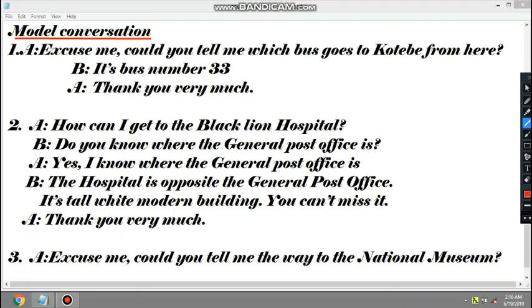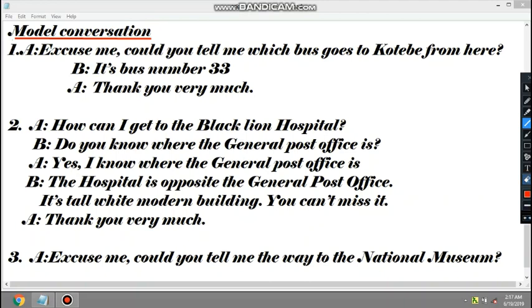A says, yes, I know where the general post office is. That is a hint that can help him. The hospital is opposite the general post office. It is a tall white modern building. You can't miss it. You see, he's giving a reference point to show him the exact direction. Thank you very much.